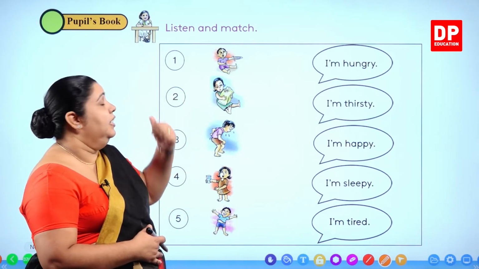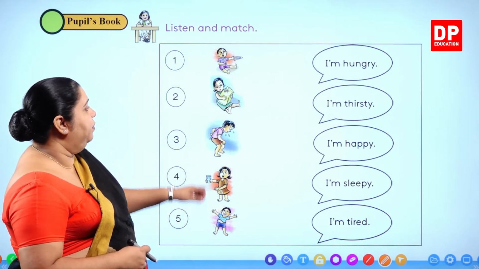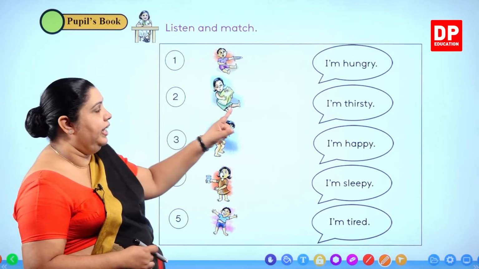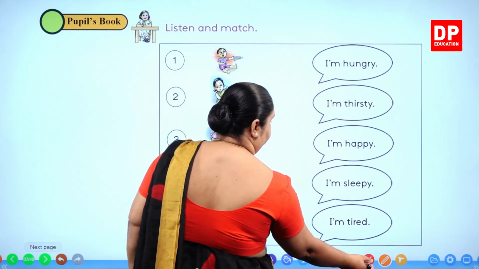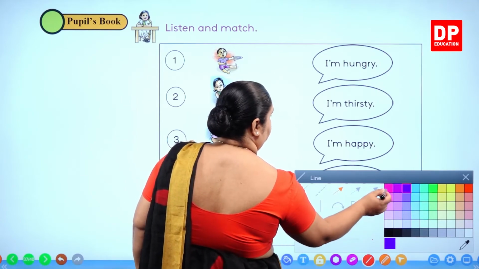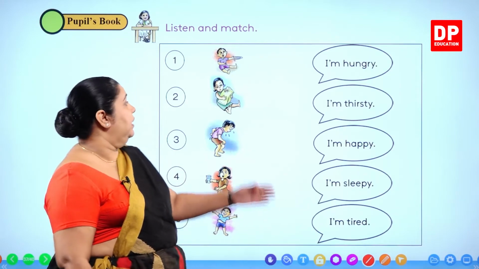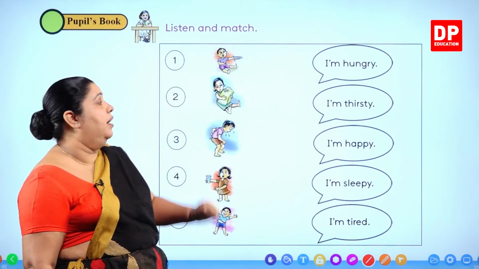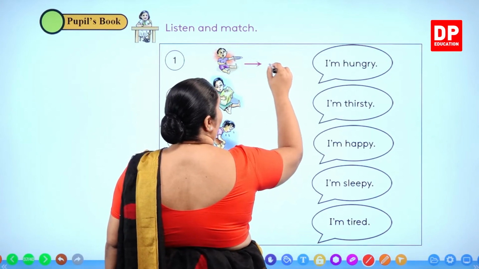Look at the picture. What has happened here? He is hungry. So we have to find the word I'm hungry and match. So now it's the time for us to match the picture to the correct word. So what is the first picture? I'm hungry. And here we have the word I'm hungry.